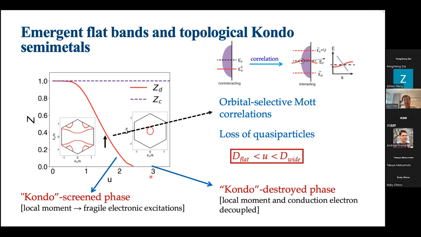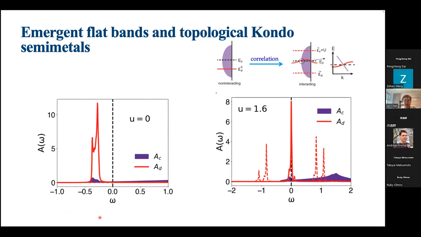are fully localized and give us these local spins. And if we decrease the interaction a little bit, we're going to enter the so-called Kondo screened phase, where the local moments are hybridized with the conduction electrons again, and give us these very fragile electronic excitations, which are actually exactly at the Fermi energy. And this is more clear from this plot of the spectrum.